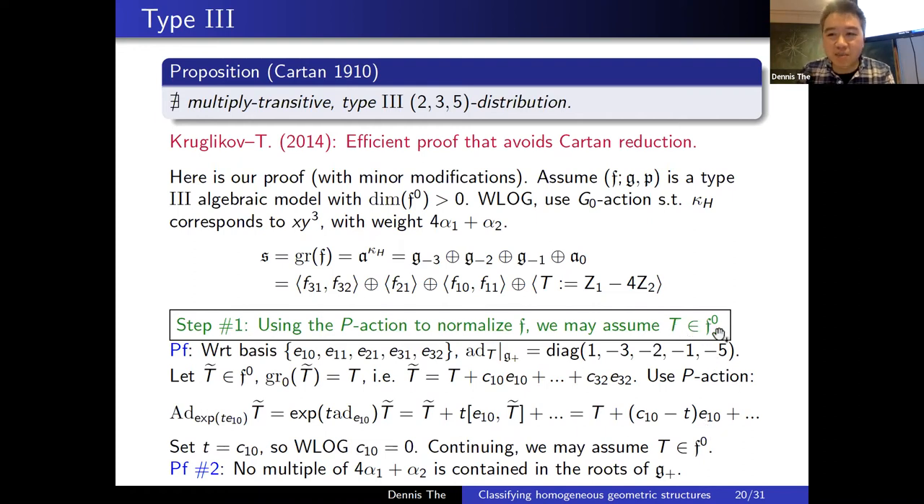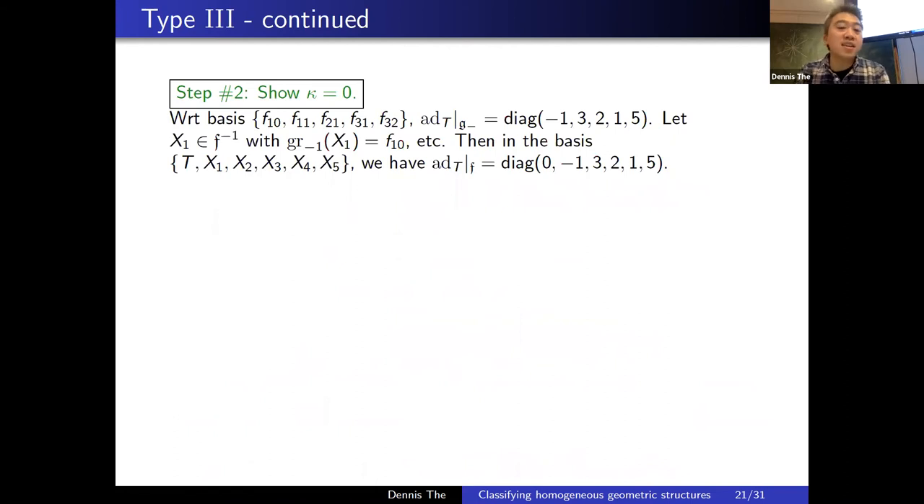We have a nice semi-simple element that's in there. Step number two, we show that kappa is equal to zero. With respect to this basis, on the negative part, I just have the negatives of those eigenvalues that I had in the previous slide. Again, let's take some elements in the symmetry algebra, whose associated graded gives these corresponding leading parts.